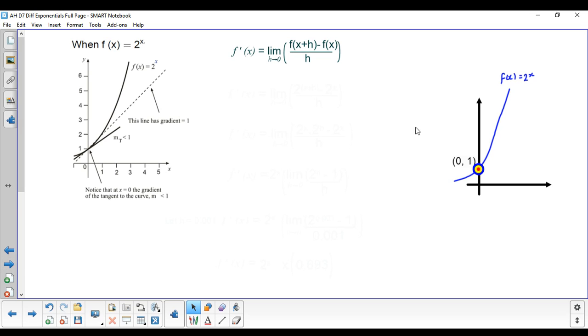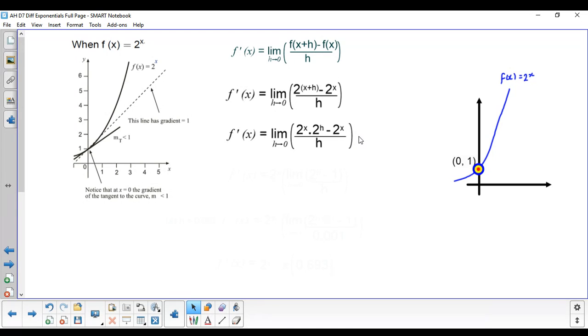F of x equals 2 to the x is an exponential function, and if we substitute in x plus h, it's a little bit different because where x is, we put x plus h. So using first principles that you have done before, we substitute in. The next thing is laws of indices. You have to remember that if you have to the power of and there's a plus sign, it actually means multiplying them. So this means 2 to the x times 2 to the h.